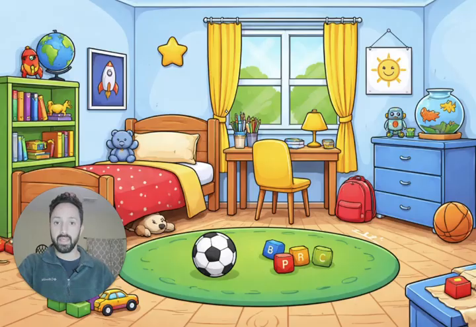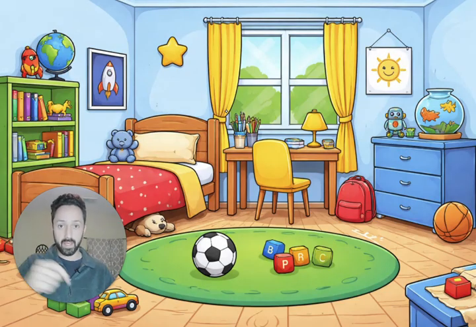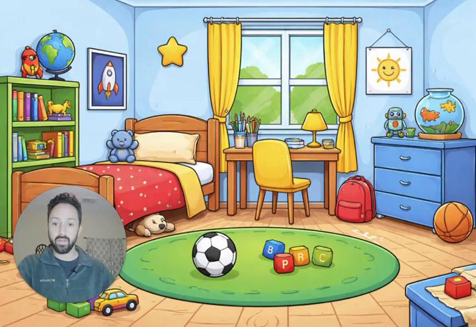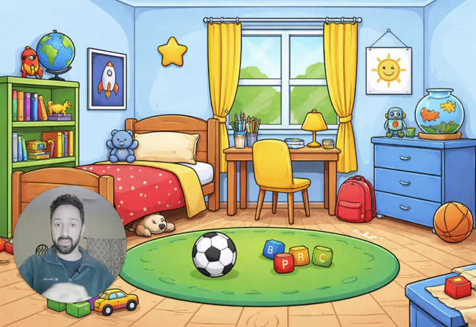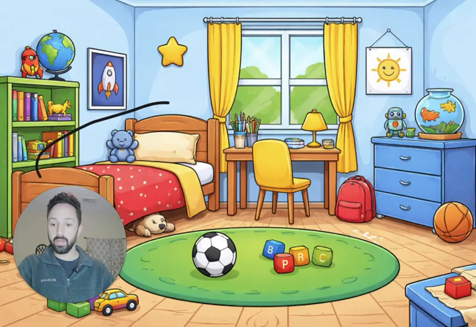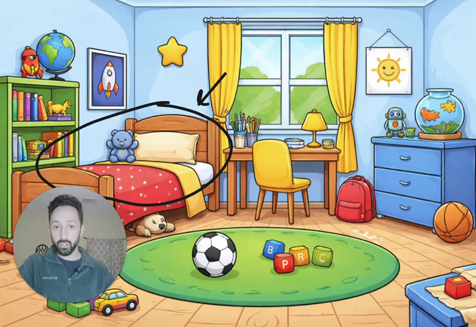This is a room. Look at the room on the screen. There is a bed in the room. This is a bed. Look at the bed. I see the bed.